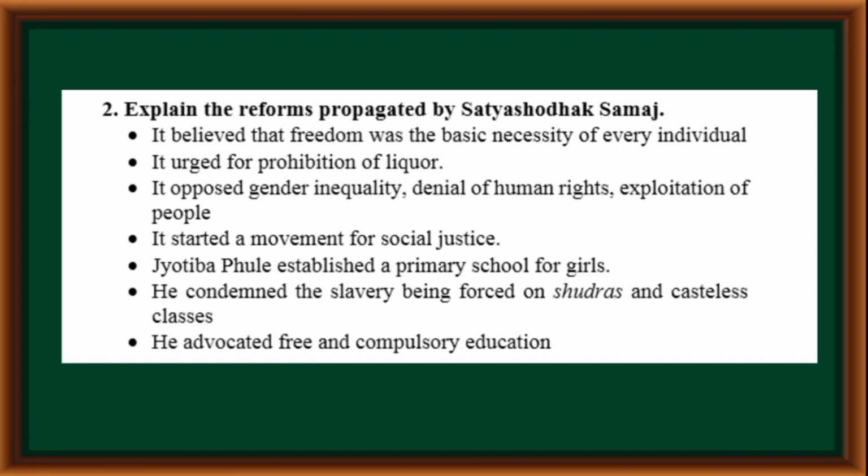Explain the reforms propagated by Satyashodhak Samaj. Satyashodhak Samaj believed that freedom was the basic necessity of every individual. It urged for prohibition of liquor. It opposed gender inequality, denial of human rights, and exploitation of people. It started a movement for social justice. Jyotiba Phule established a primary school for girls. He condemned the slavery being forced on Shudras and casteless classes. He advocated free and compulsory education.